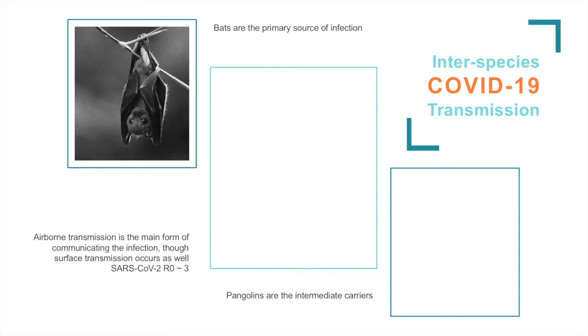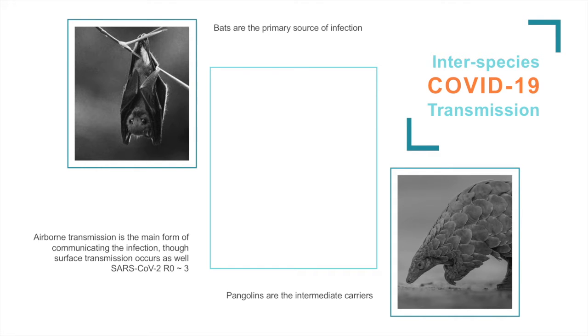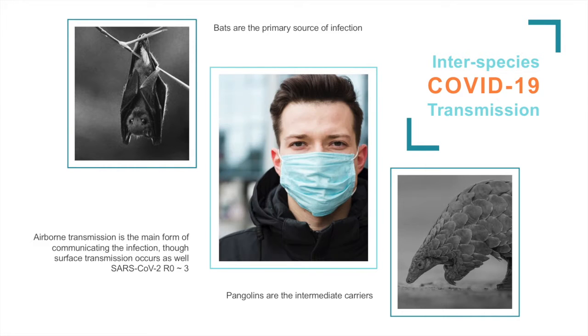The COVID-19 infection originated in bats as the primary source of infection. Pangolins were the intermediate carriers through interspecies transmission, followed by the infection to humans. Airborne transmission is the main form of communicating the infection, though surface transmission occurs as well.